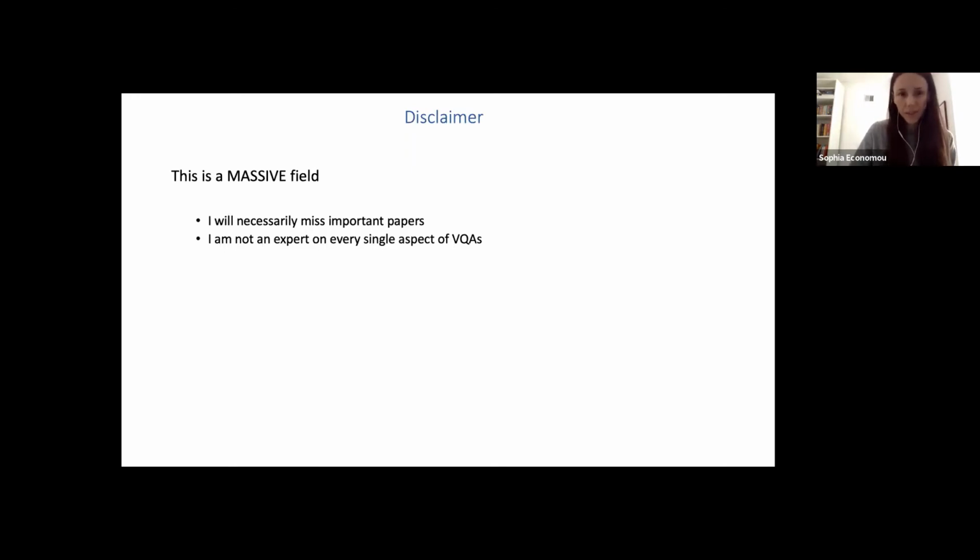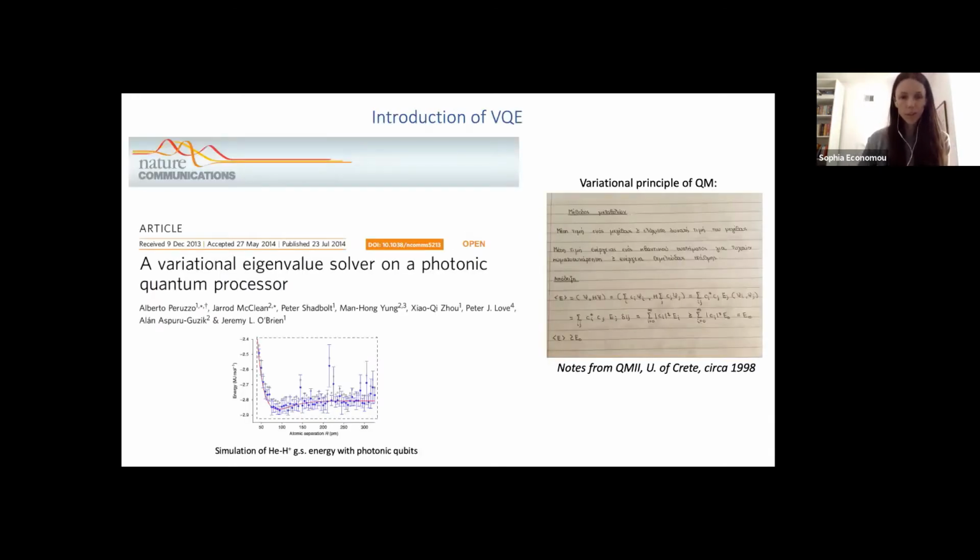All right, so with these disclaimers, let me show you where this field started from. There was this paper in 2014, which, while it's only 7 years away, given how many papers have come out since on variational algorithms, feels like decades away in some sense. It was a collaboration between the group of Jeremy O'Brien and Alain's group, where the variational quantum eigensolver was introduced for the first time and used for the first time for a simple molecular problem of simulating this molecule shown here using photonic qubits.